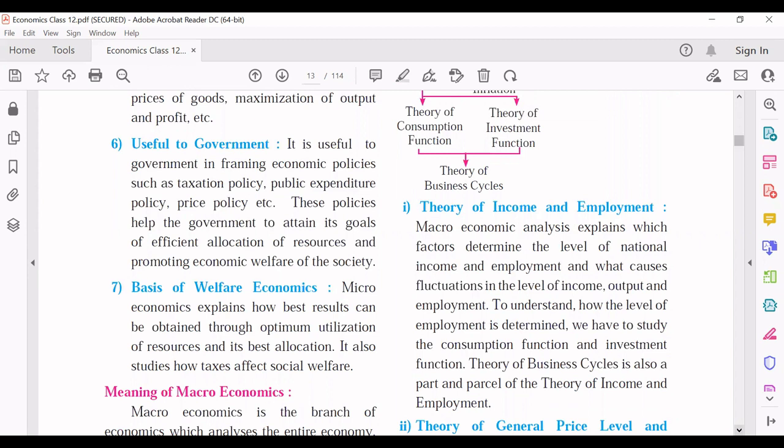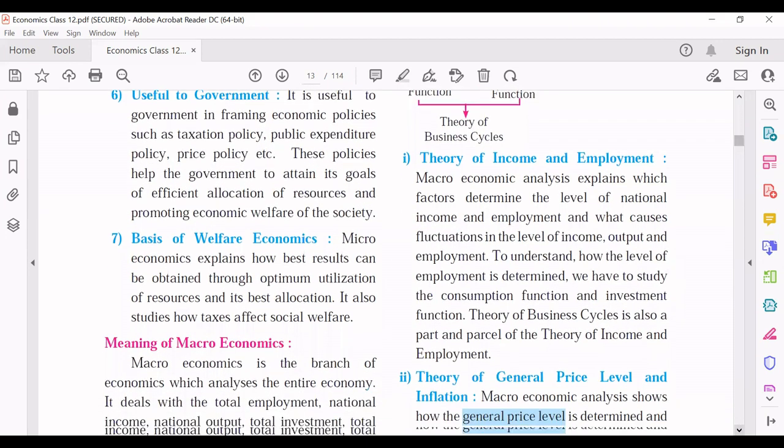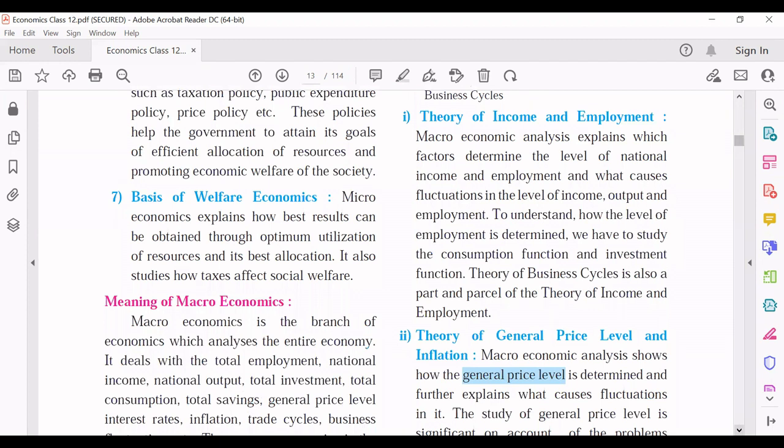So because of these 7 factors, there are many more, but this is in short. Because of all these factors, we can say that microeconomics is important. Now let's see what is macroeconomics. Macroeconomics is the branch of economics which analyzes the whole economy.